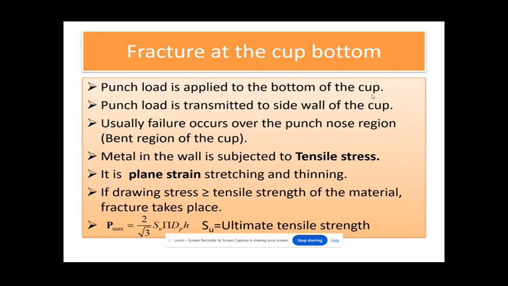Then we talk about the bottom fracture. Fracture takes place at the bottom of the cup. Punch load is applied to the bottom of the cup. Punch load is transmitted to the side wall of the cup. Usually failure occurs over the punch nose region where bending takes place. The metal is subjected to tensile stress in this region. It is a plane strain deformation. Here both stretching and thinning will take place. If the drawing stress exceeds the tensile strength of the material, bottom fracture will take place.